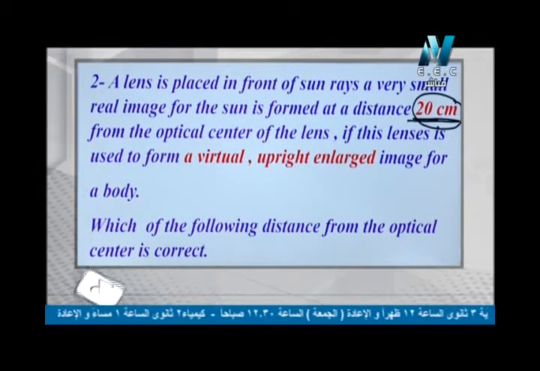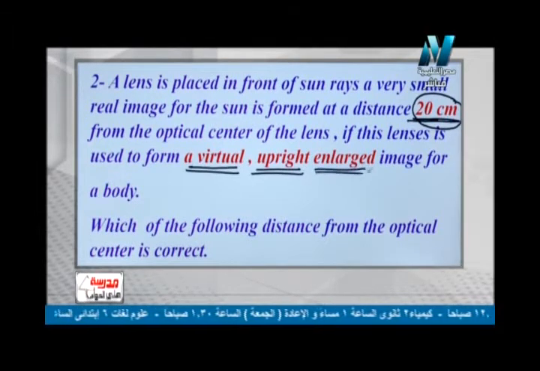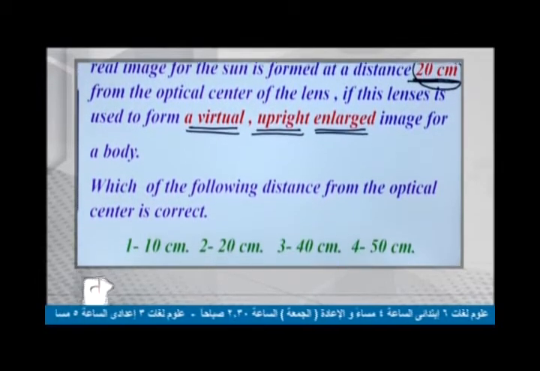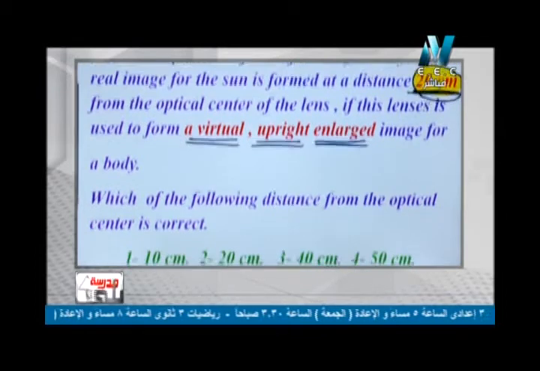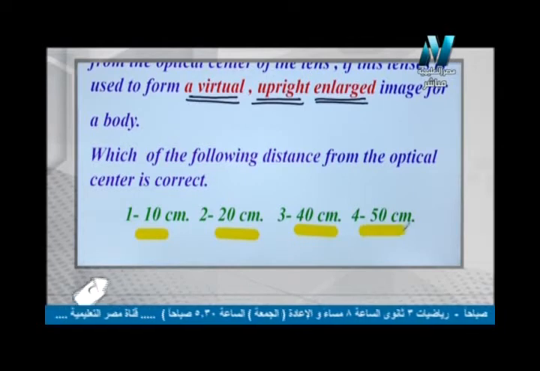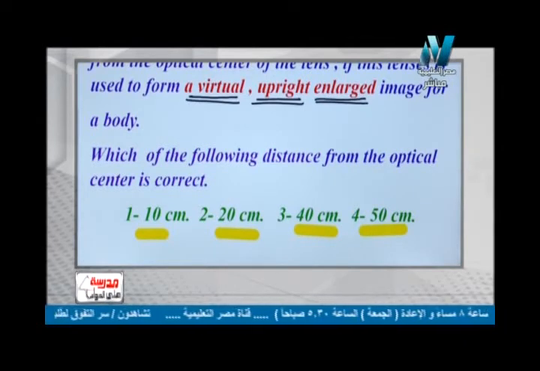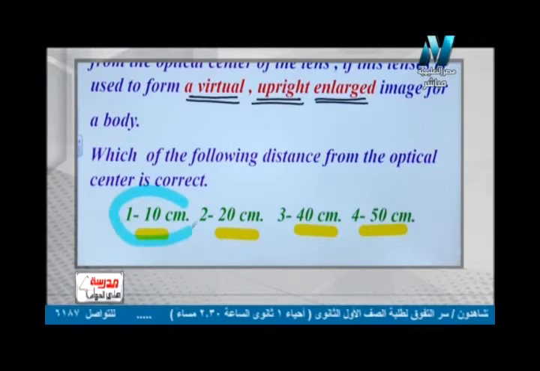If this lens is used to form virtual upright enlarged image, we have only one case to obtain virtual upright enlarged, if the object is at distance less than focal length. Less than how many? Focal length. And here we have focal length equal how many? Equal 20 centimeters. So we have four numbers, 10, 20, 40, and 50. So we will use what number here? Less than 20. As less than focal length, we will answer 10 centimeters.